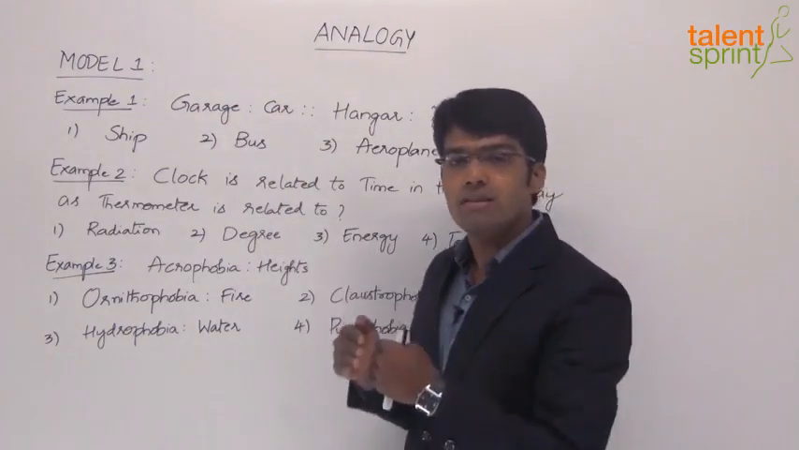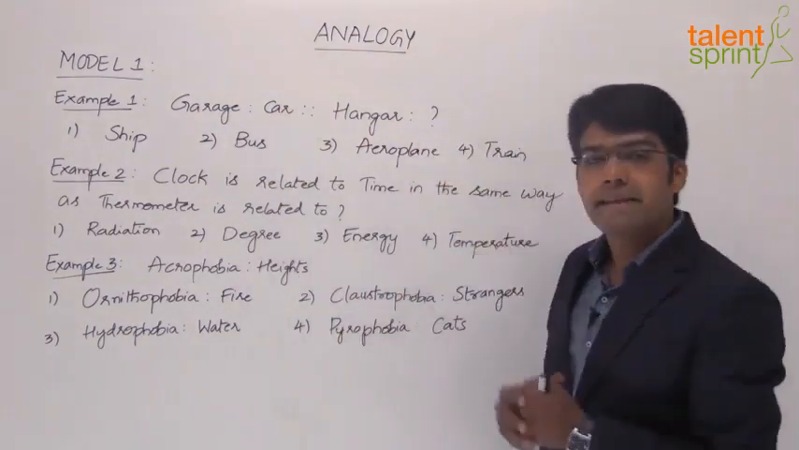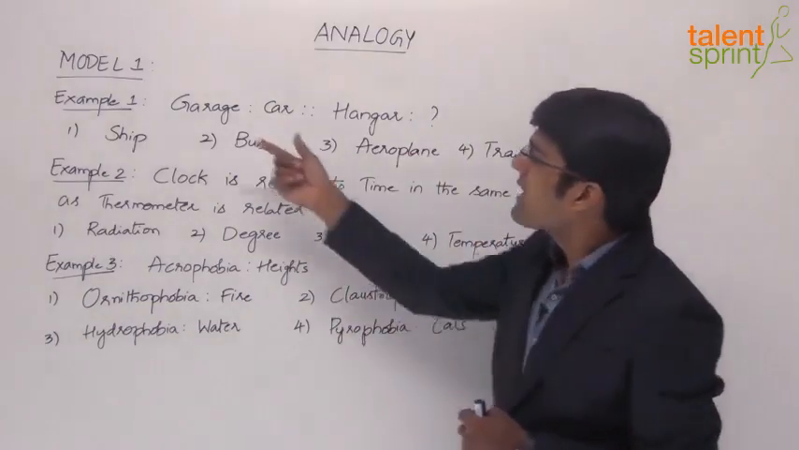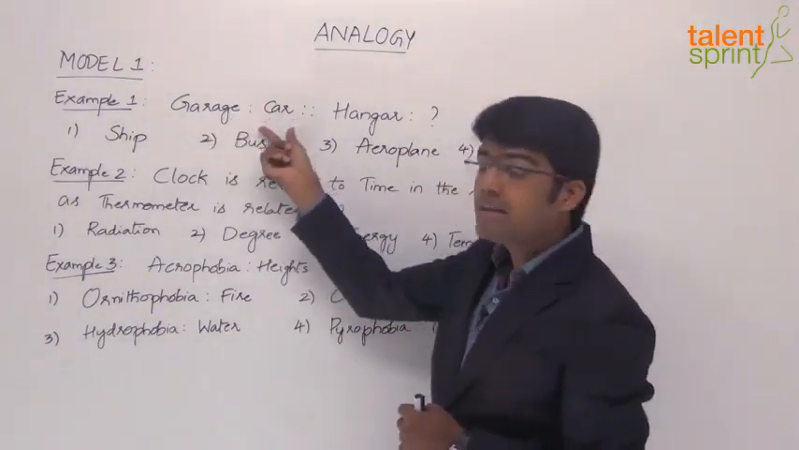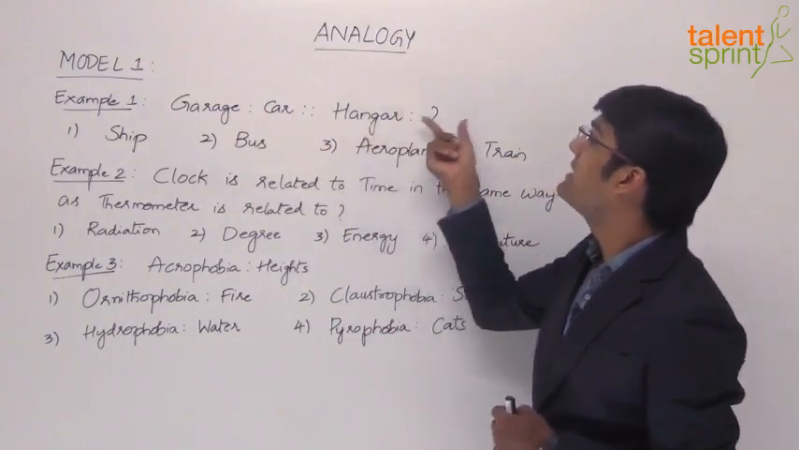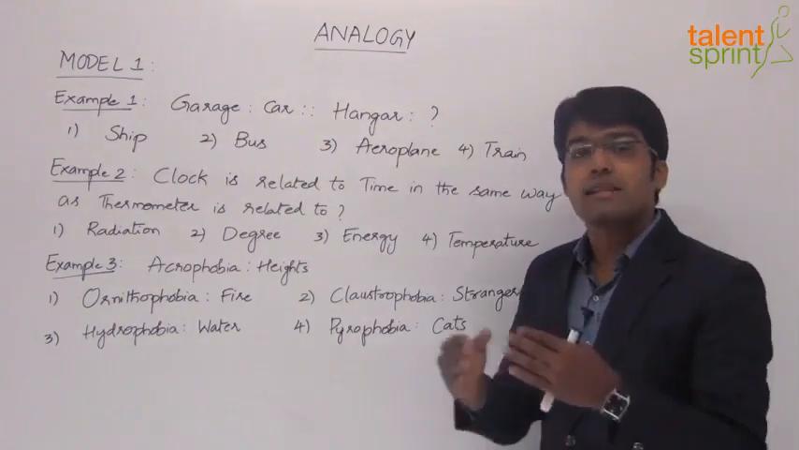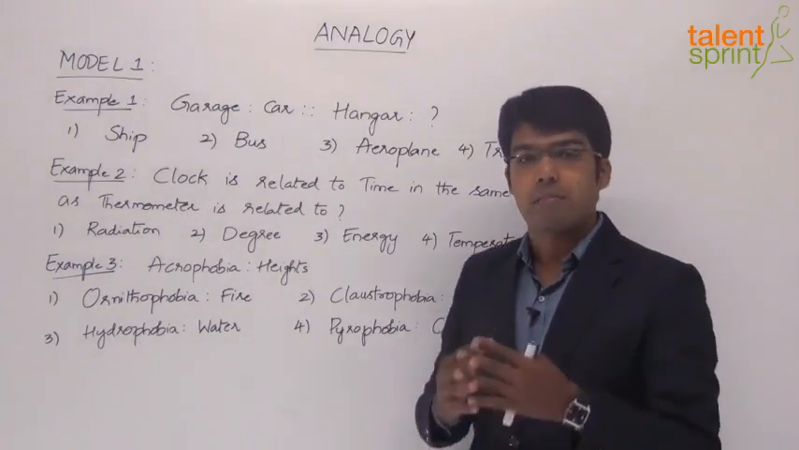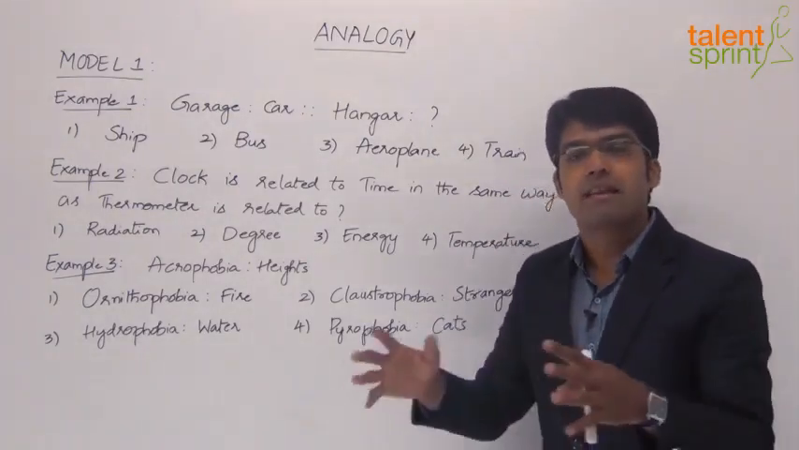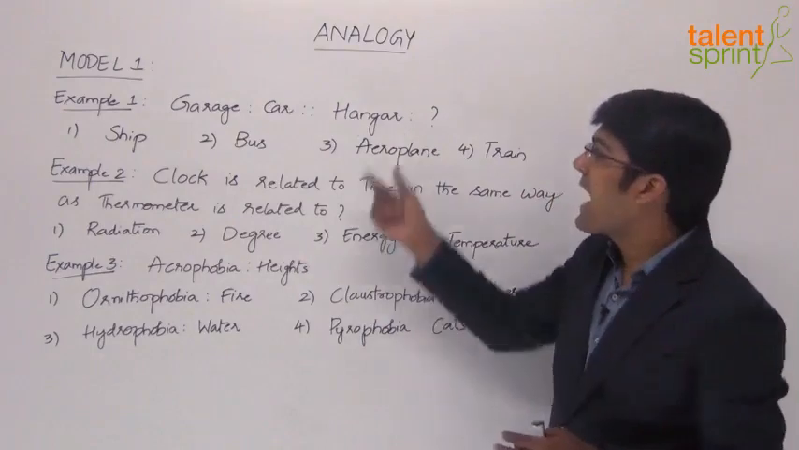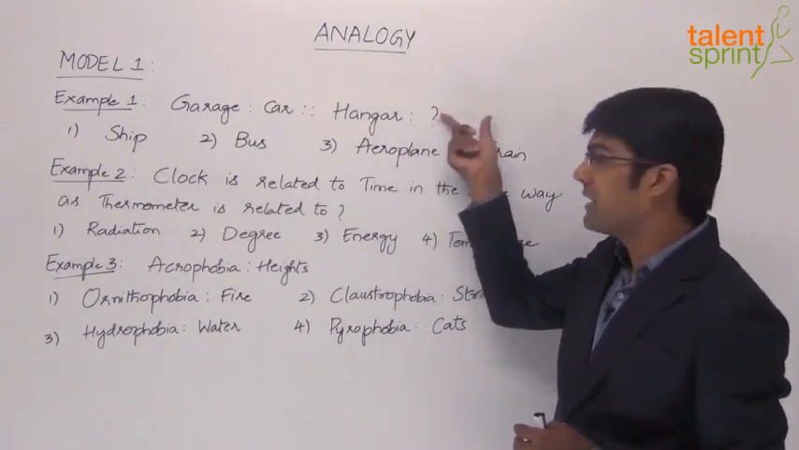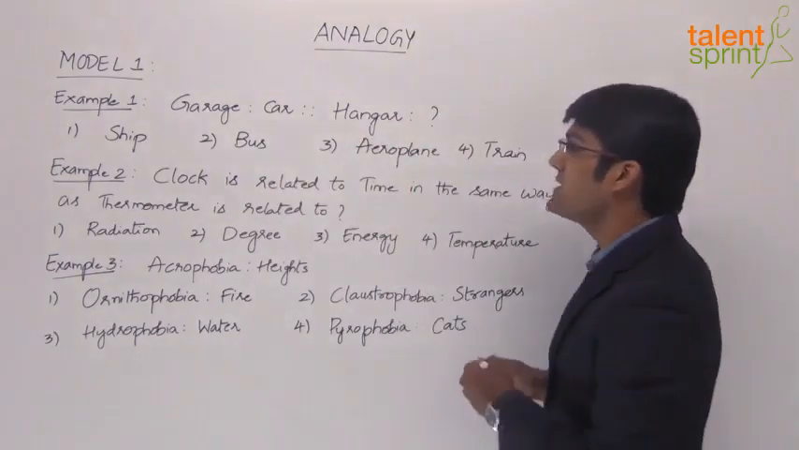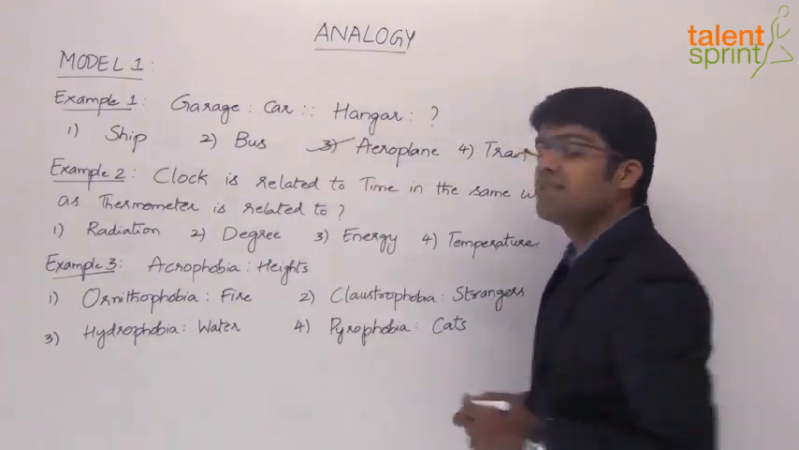Now we have to use a similar sentence and complete the second pair. Now if garage is a parking area for car, then hangar is a parking area for what? Now we know that hangar is a parking place for aeroplanes. Aeroplanes are parked in hangar, which is an area in the airport. So hangar is a parking area for aeroplane. Now from the given options, third option says aeroplane. So we can say option 3 is the answer.